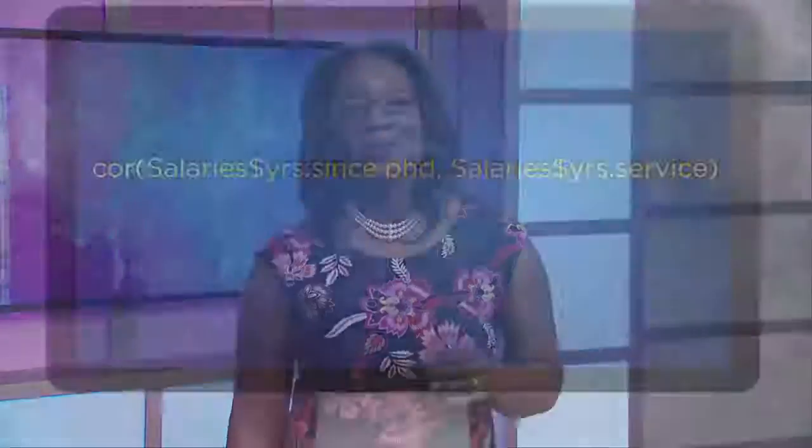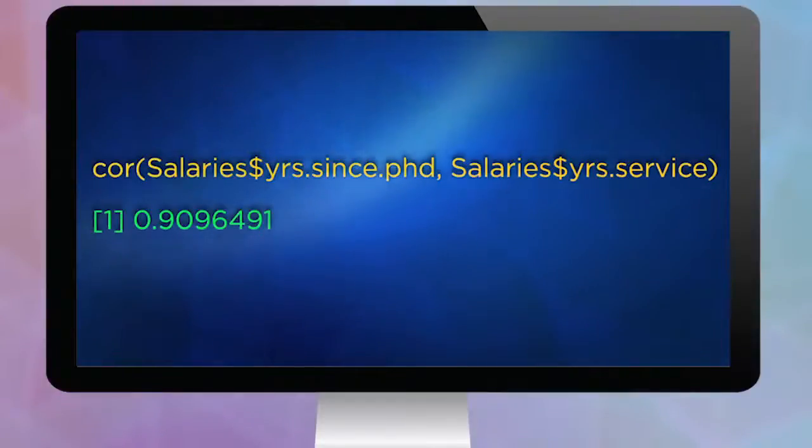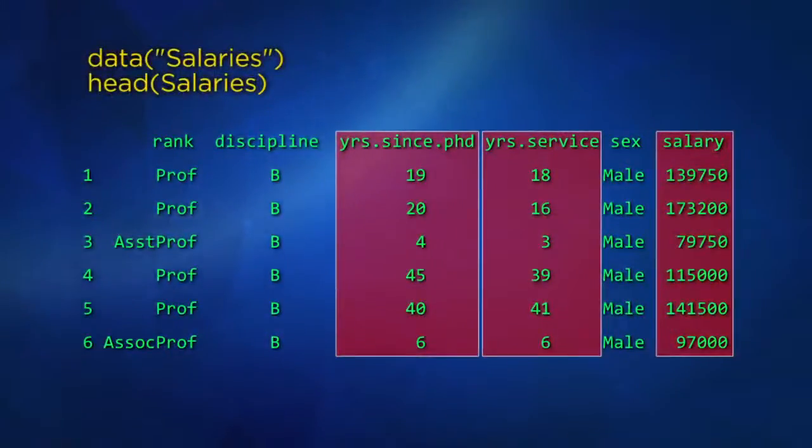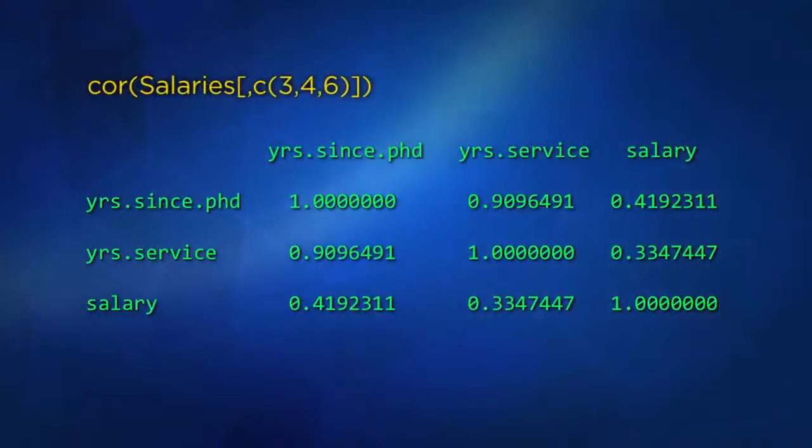Now, we could also use the R cor function built into the R package. When we do the cor of years since PhD with years of service, it matches what we did by hand, 0.9. Now, we could also use R to calculate the correlation between all of the numerical values in the data set. Notice here I said numerical because you can't plug in a categorical variable and do a correlation of it. So let's create a subset of our salaries data, and this is only going to contain the numeric values.